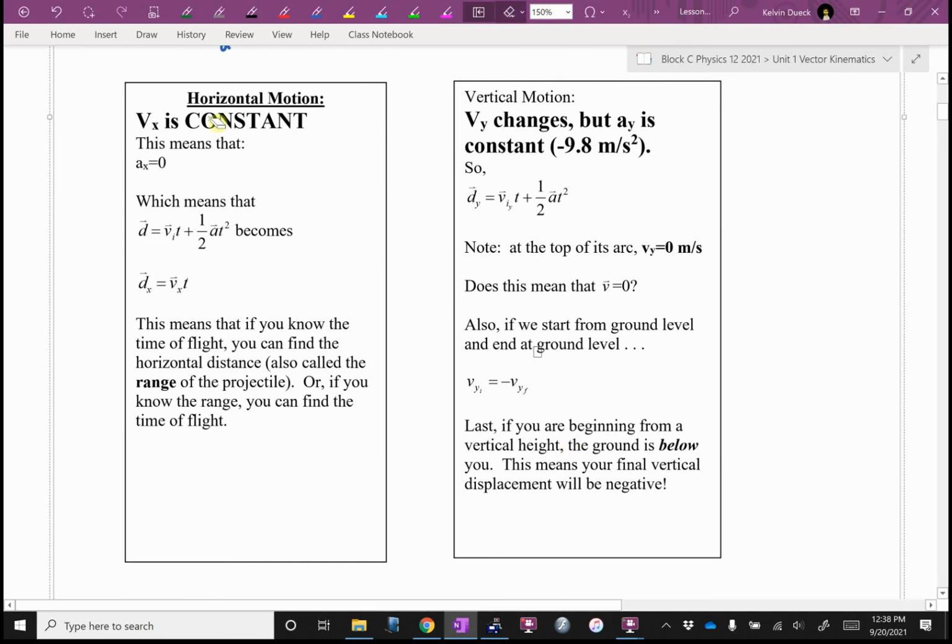So horizontally, Vx is constant because Ax is 0. Because Ax is 0, Vx is constant. They imply each other. What that means is d equals Vit plus a half at squared becomes just dx equals Vxt. Yay! Means if you know the time of flight, you can find the horizontal distance, also called the range. But also, if you know the range, you can find time. If they give you the horizontal distance, you can just go dx over Vx, no quadratic, no having to square root. A nice, easy equation to get the t by itself.